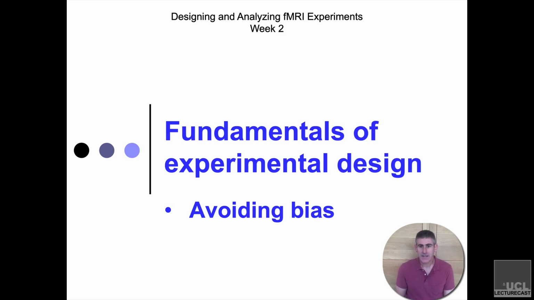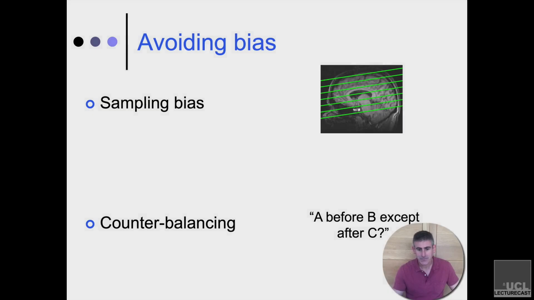Okay, our last video for this week is again sort of about design considerations, and in this case I want to talk about avoiding bias. There's at least one unique scenario that really only comes up in fMRI that is worth talking through so that you can avoid it. It's relatively easy to avoid, thankfully. And that is a sampling bias.